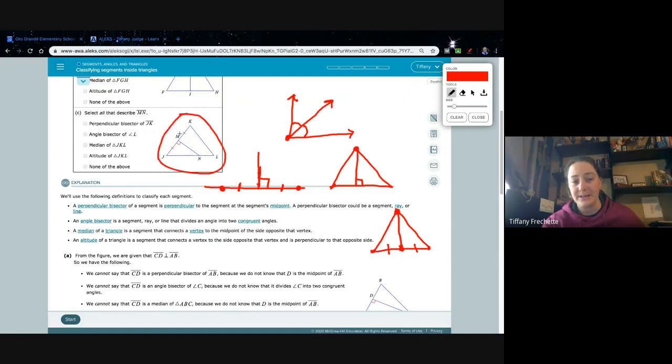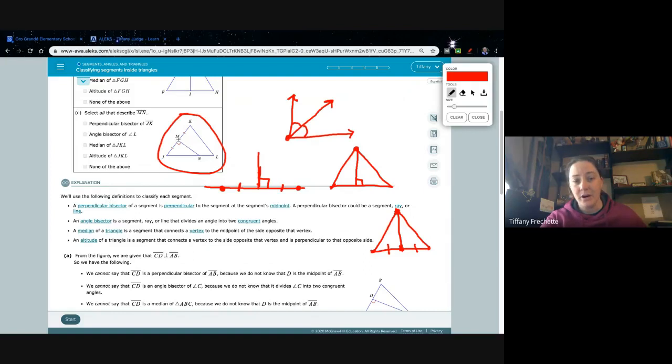So I'm going to use this one as an example. This is a perpendicular bisector. It's not going through the vertex here. It's actually just kind of coming through a random point in the side here. But it's perpendicular to this side, and it bisects it. So we call it a perpendicular bisector.